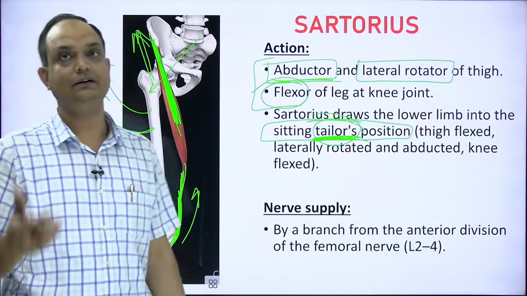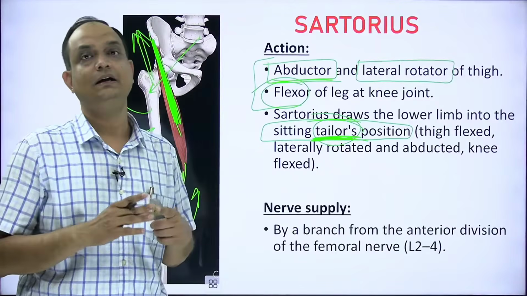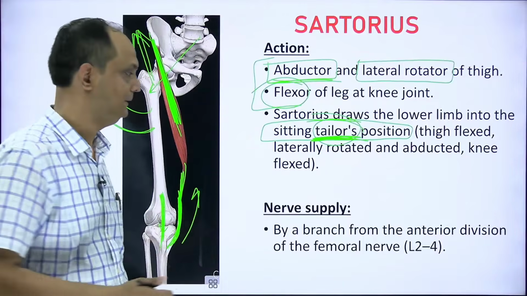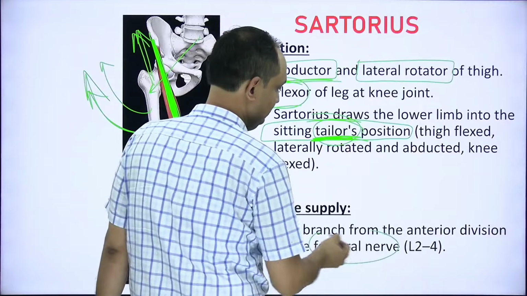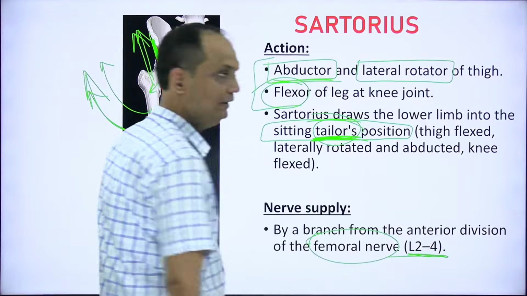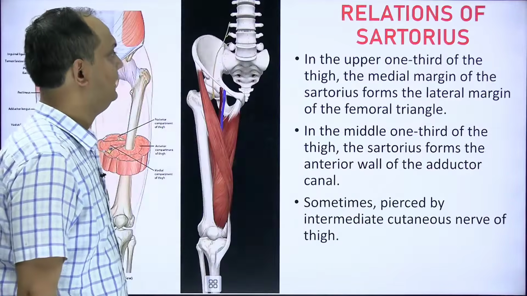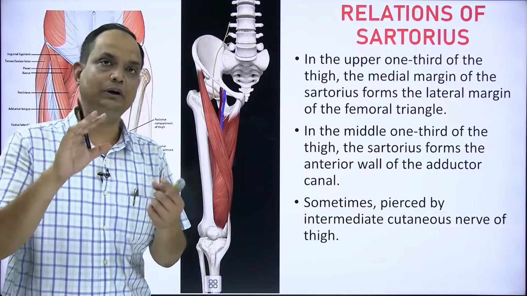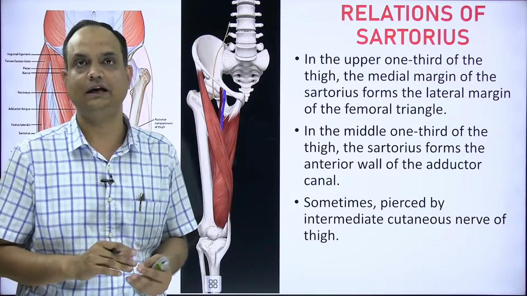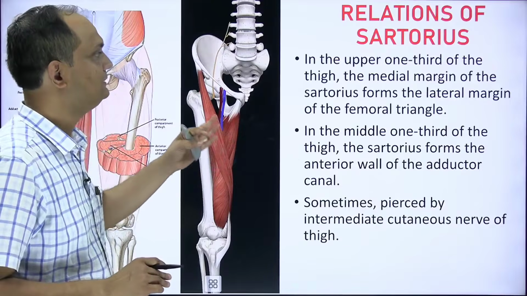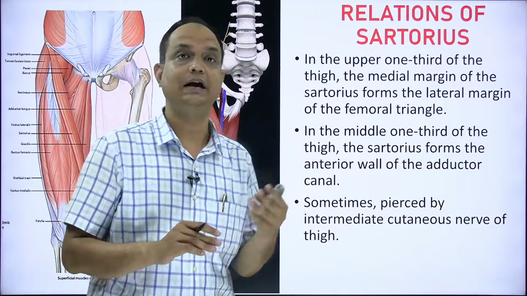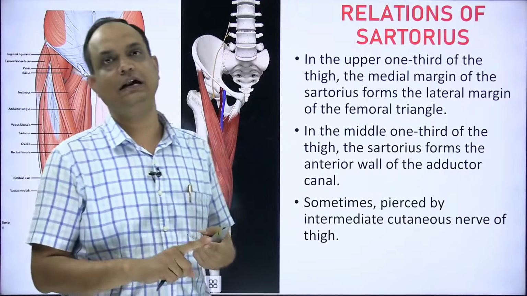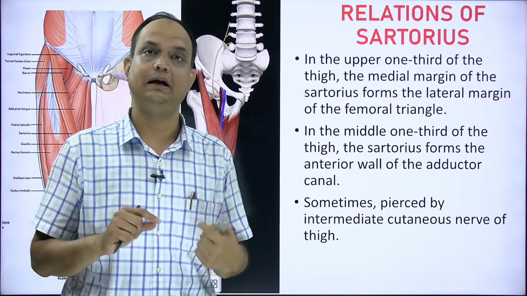Now, what is the nerve supply? You know that the anterior compartment is supplied by the femoral nerve, and we are reading this in the anterior compartment. So, obviously the nerve supply is the femoral nerve, and which root value? L2, 3, 4. Now, what are the important relations of Sartorius? When you are doing the dissection of the front of the thigh, you find that Sartorius is a very important landmark in identification of two important things. One is your femoral triangle and another is the adductor canal.